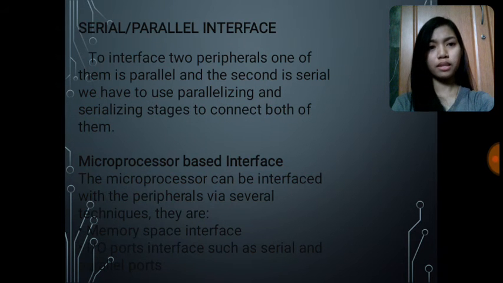The serial parallel interface. To interface two peripherals, one of which is parallel and the second is serial, we have to use a parallelizing and serializing stage to connect both of them. The microprocessor-based interface. The microprocessor can be interfaced with the peripherals via several techniques. They are memory space interface and I/O ports interface, such as serial and parallel ports.